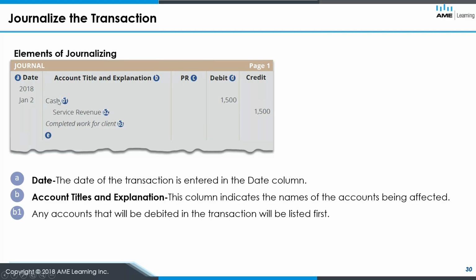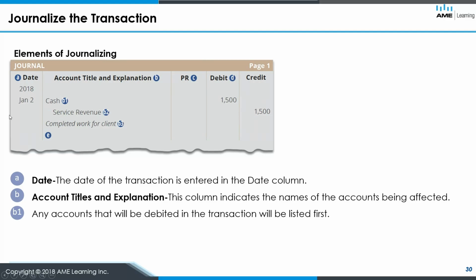So if we received cash for providing some services, we know cash is going to go up. We know revenue is going to go up. We know cash is an asset. It's under the D in the DEAD circle. It increases with the debit. We know that the revenue is under the C in our DEAD circle. It increases with a credit. So we're feeling good with the debits and credits.